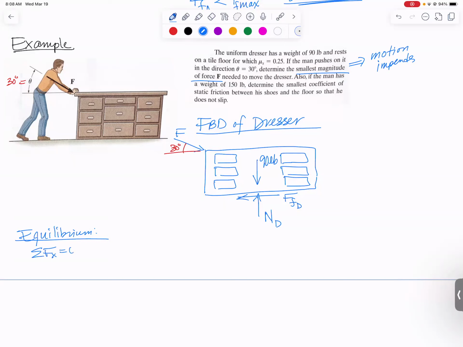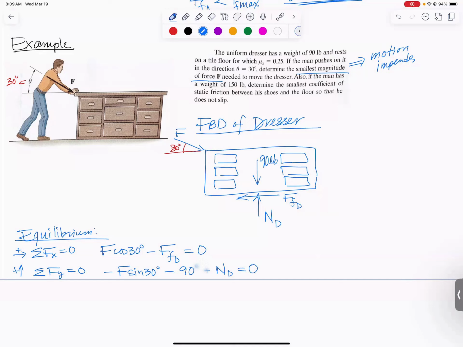So as I sum forces in the X direction, I will get that F cosine 30 degrees minus the force of friction at D is 0. And if I sum forces in the Y direction, I get that minus F sine 30 degrees minus 90 plus ND equals 0. So I have two equations, not enough to solve, right? So I need a third equation.